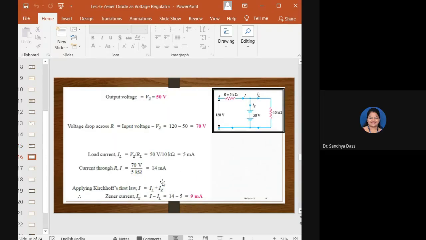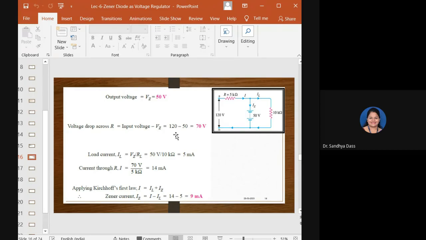So from that, the voltage across the R resistor will be input voltage minus VZ, as shown here, from the KVL which I just now narrated. So the voltage across the resistor will be equal to input voltage minus VZ. So 120 minus 50 will be equal to 70 volts. 70 volts will be the voltage drop across the resistor of 5 kilo ohms.